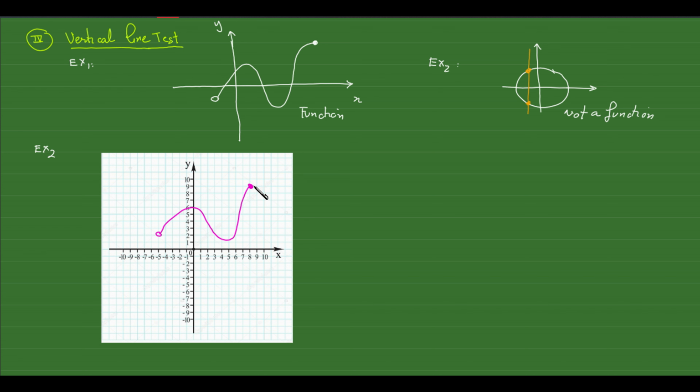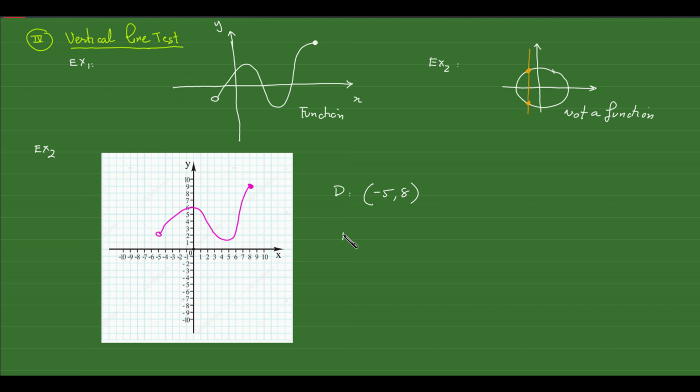So if you go ahead and read this, for the domain, you always go from left to right, and you have to look at the x. Okay, so for the domain you start from left to right, so they start with -5, right? But it's an open circle, so you have -5 to what? To 8, right? That's your domain.